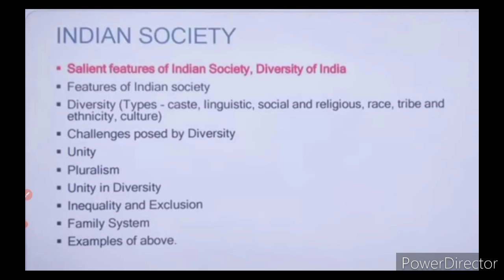So, the salient features of Indian society: diversity of India too. Features of Indian society and diversity. So, its types: caste, linguistic, social and religious, race, tribe, and ethnicity, culture. Then challenges posed by diversity: unity, pluralism, unity in diversity, inequality and exclusion, family system, and examples of the above.